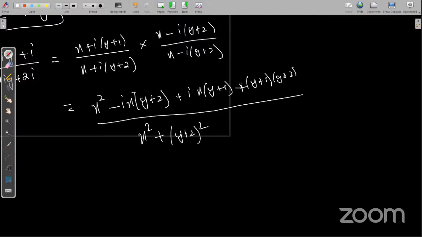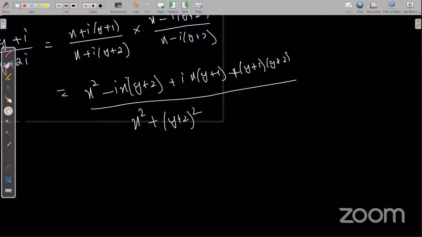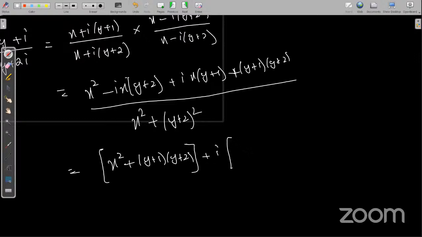Now we know that it is purely real, so the imaginary part is 0. Let us separate the real part as well as the imaginary part in the numerator, so that we can proceed with the question. What is the real part in the numerator? x square plus (y plus 1) into (y plus 2) is the real part. Now if I take i common, what is my imaginary part? x into (y plus 1) minus x into (y plus 2), right?